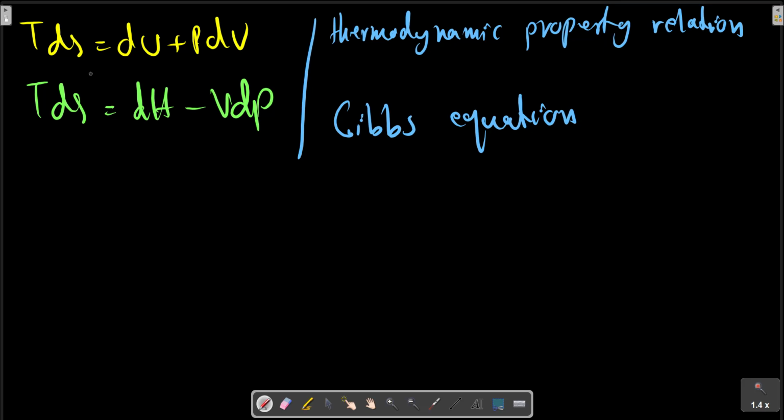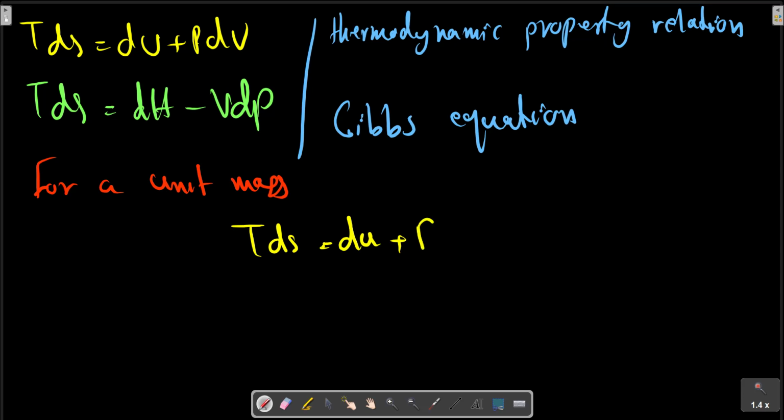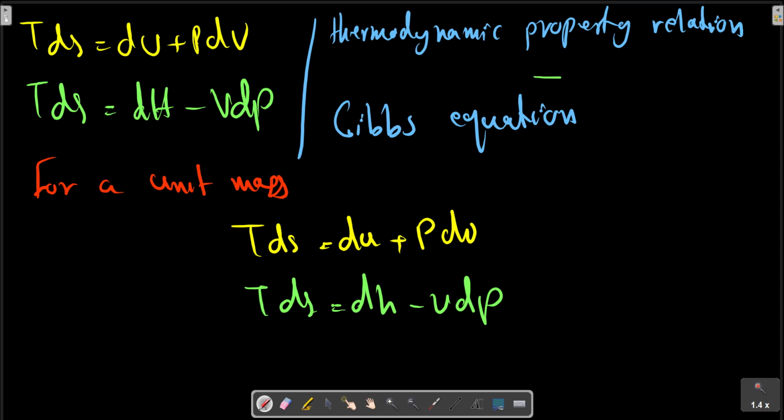These equations can also be written for a unit mass: Tds = du + Pdv, and Tds = dh - vdP. The Gibbs equations will be used extensively in certain subsequent sections of this book.